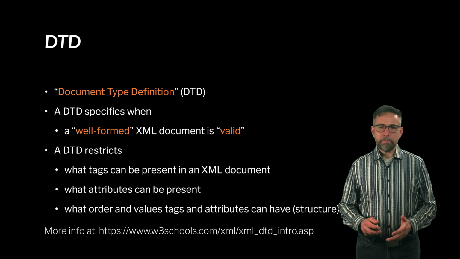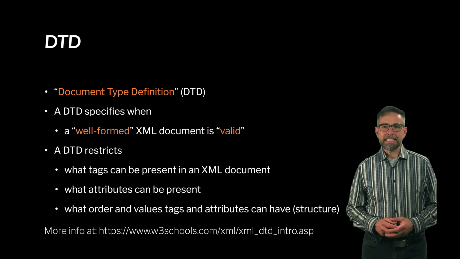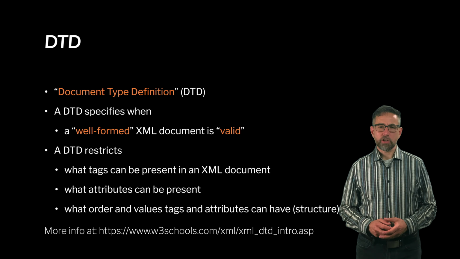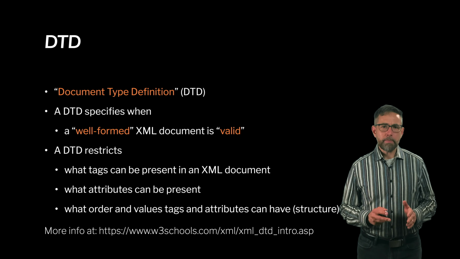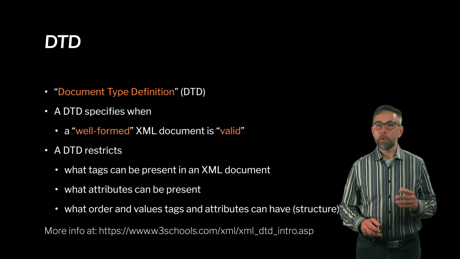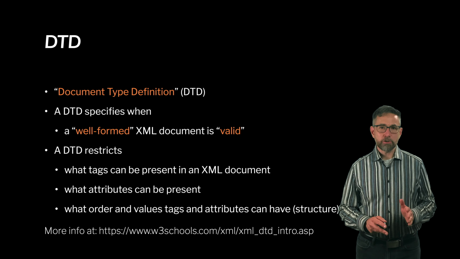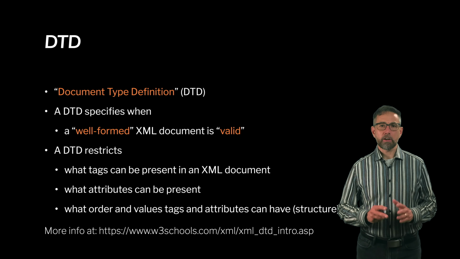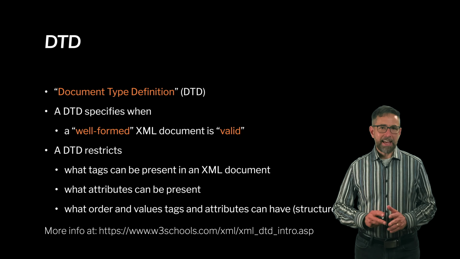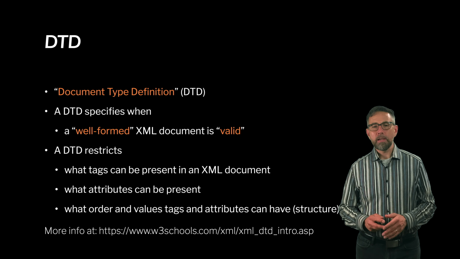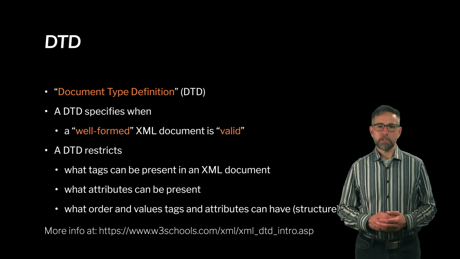One kind of schema that you can use in XML is called a DTD. DTD stands for document type definition. A well-formed XML document, for example, a document with one root and nested tags, tags that match the beginning and the end, attributes that are quoted, special characters that are escaped. That makes it a well-formed XML document. To make it a valid XML document, it has to conform to some schema, and a DTD can be one of the schemas that it conforms to.